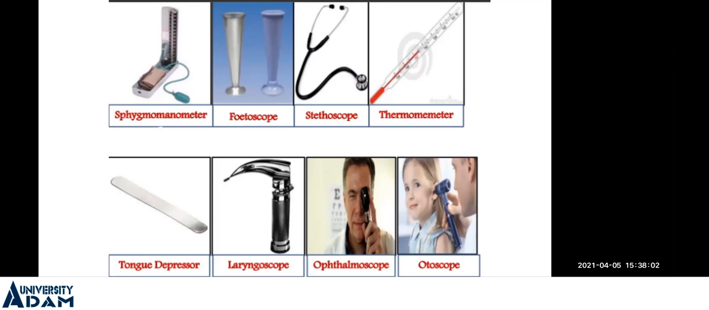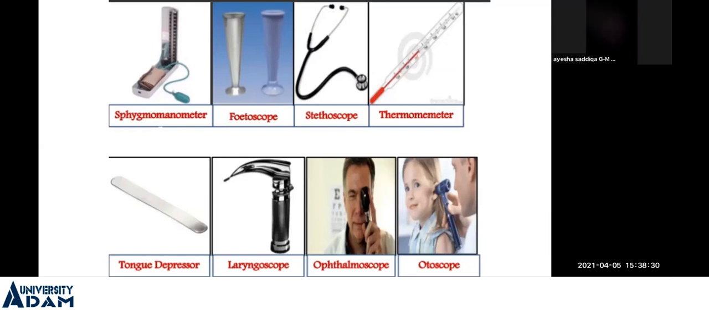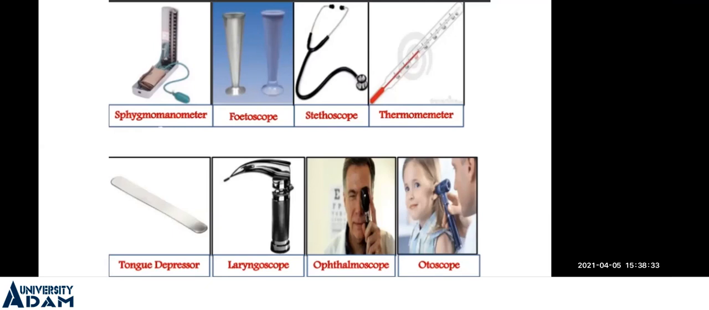Sana. Yes, ma'am. The components of general examinations. Aisha Sadiq. Yes, ma'am. The components of general examinations. General examinations include what? No, I don't know.